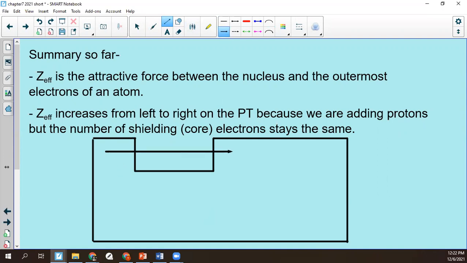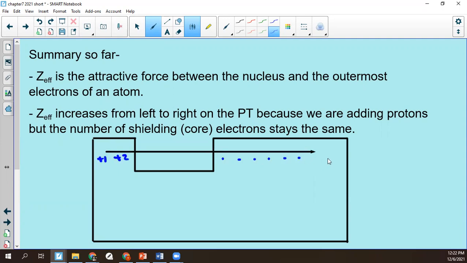Zeff increases from left to right because we are adding protons, but the number of shielding or core electrons stays the same. So Zeff for family 1 would just be +1. Family 2 +2, all the way over to +7, +8. We don't worry about the noble gases very often, but it should be easy. It's equal to the family number, as I go from the left to the right, the number got larger. Yes? What do you do with transition? We ignore them. But it's fine.